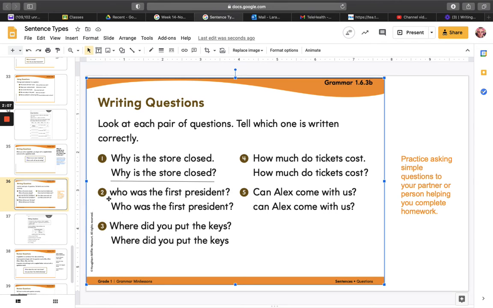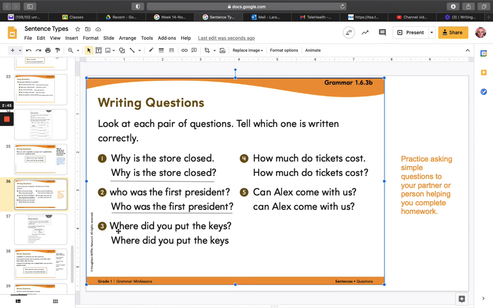Number 2, who was the first president? This one also says the same thing. Who was the first president? Which one is written correctly? If you said this one, you would be correct. It has a capital at the beginning. It has a question mark at the end. It is written correctly. This one right here is missing a capital at the beginning of the question. All sentences, questions, statements, or commands, they all begin with a capital letter.